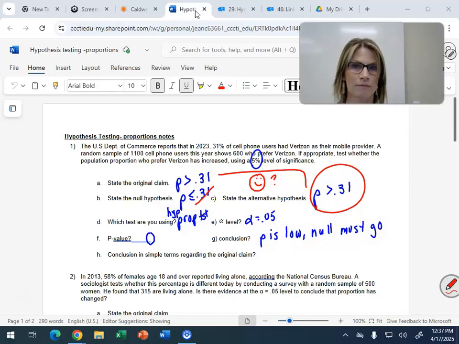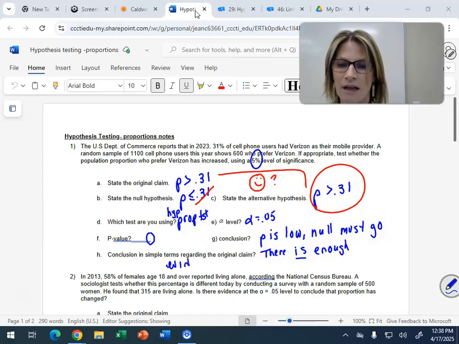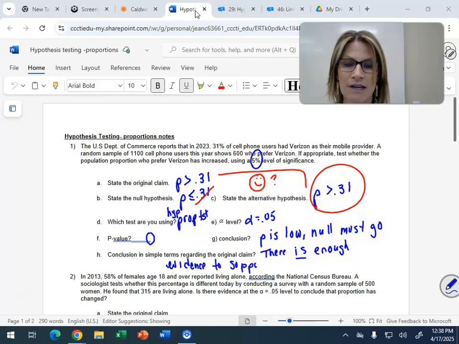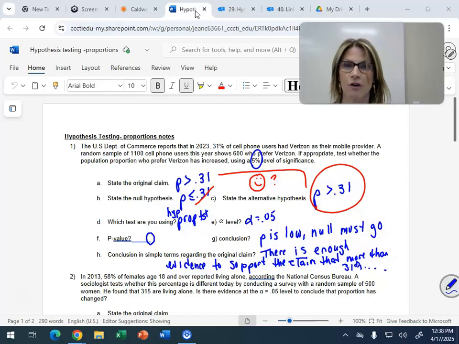Since it matches what I claimed, that makes me really happy. And because that makes me really happy, I can say that there is enough evidence to support whatever it was that I just claimed. There is enough evidence to support the claim that more than 31% of people prefer Verizon.